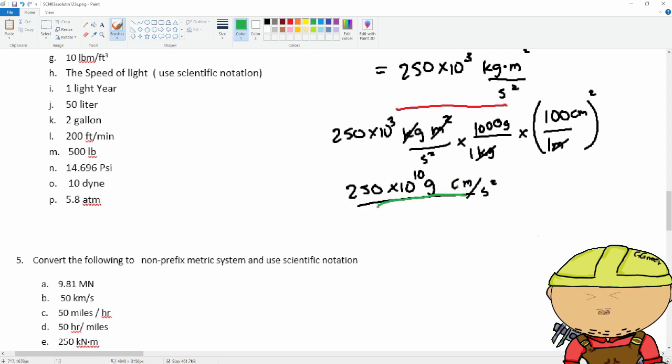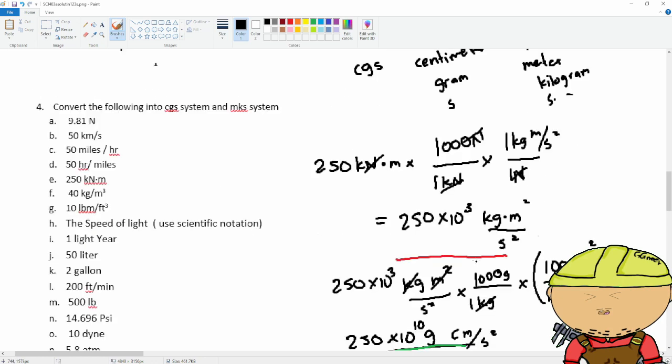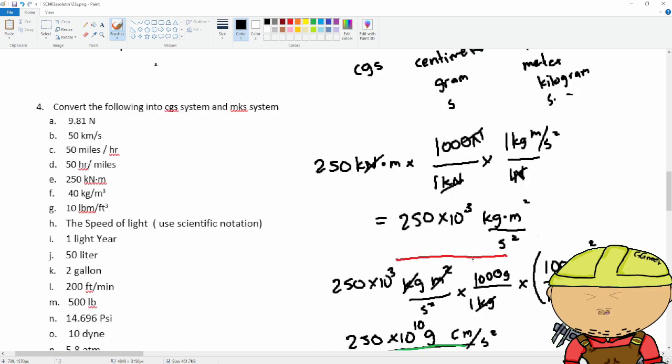So 2.5 times 10 to the 12, they differ in the exponent, so it's more on the exponential form. We don't care about that when it comes to converting units. We're focusing on units, not on the scientific notation. So that's our answer for letter E. Let's proceed to letter F.